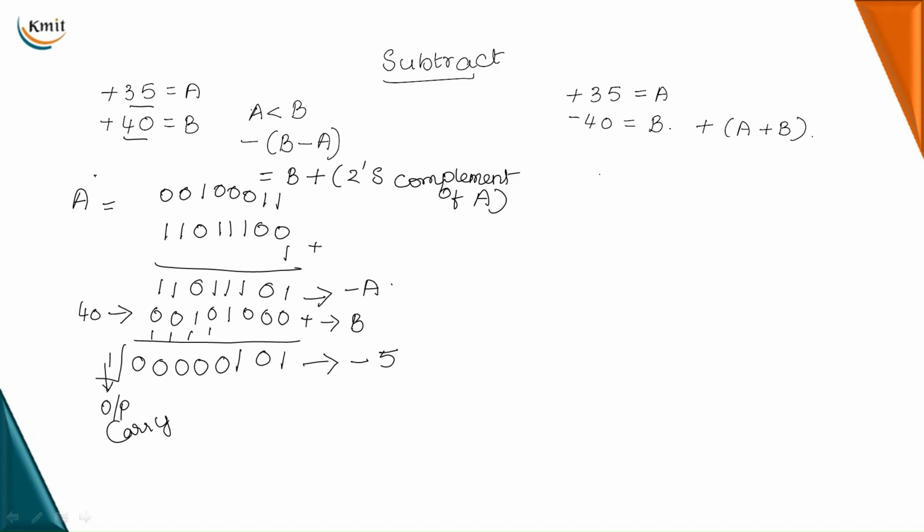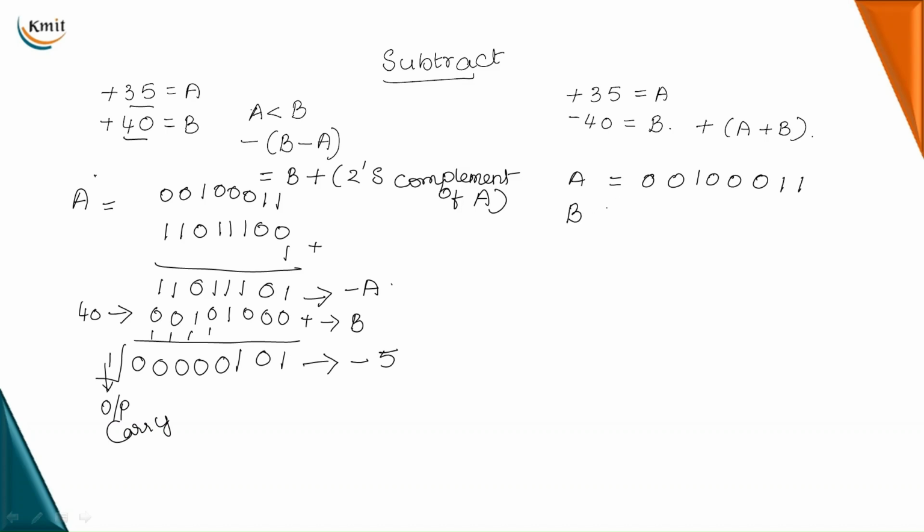Similarly, I'll take the first value as positive and the second value as negative. In the case of subtraction, when the first is positive and the second is negative, you have to add the magnitudes, and the resultant sign will be the sign of A. So what is the binary equivalent of A? 0, 0, 1, 0, 0, 0, 1, 1. That is the binary representation of 35.